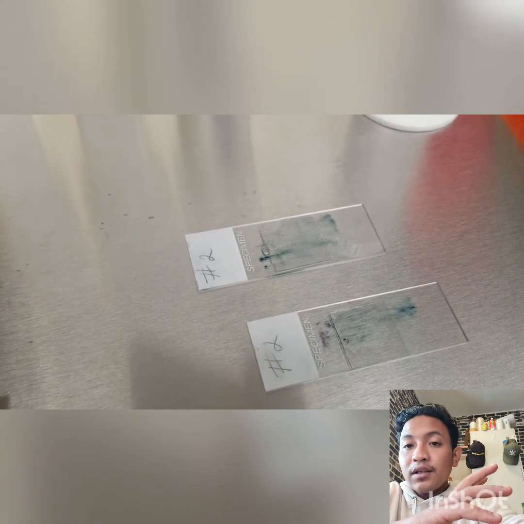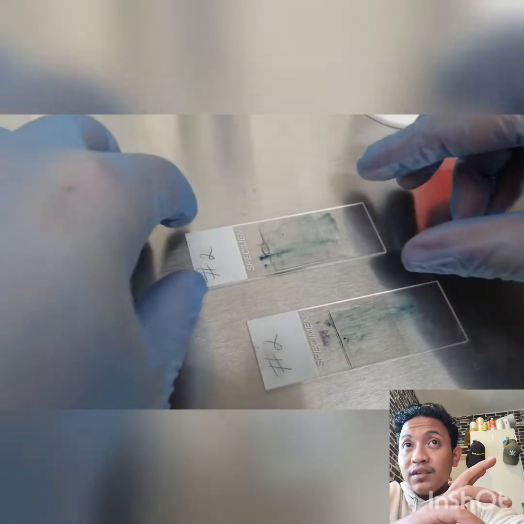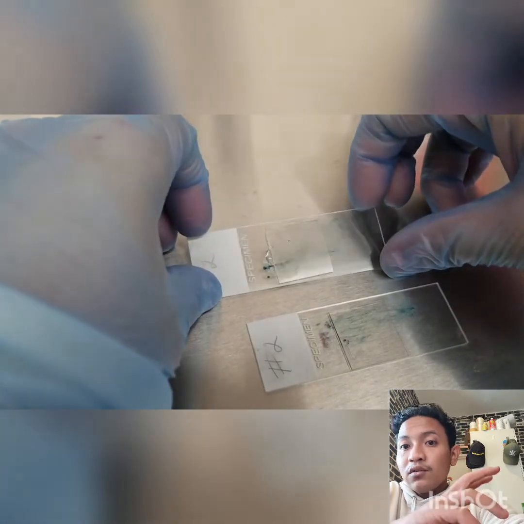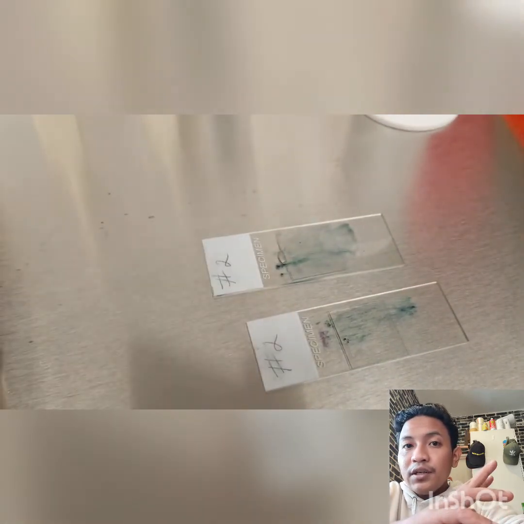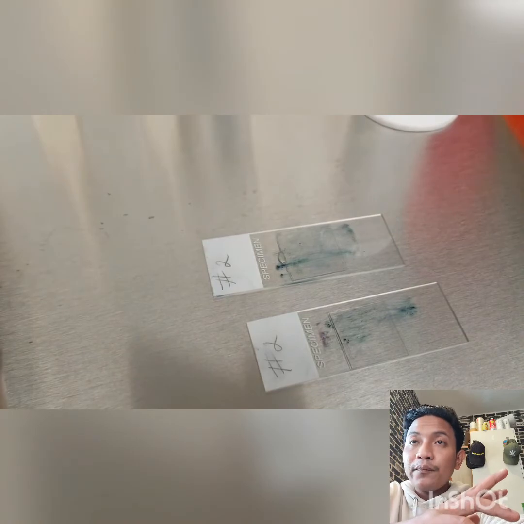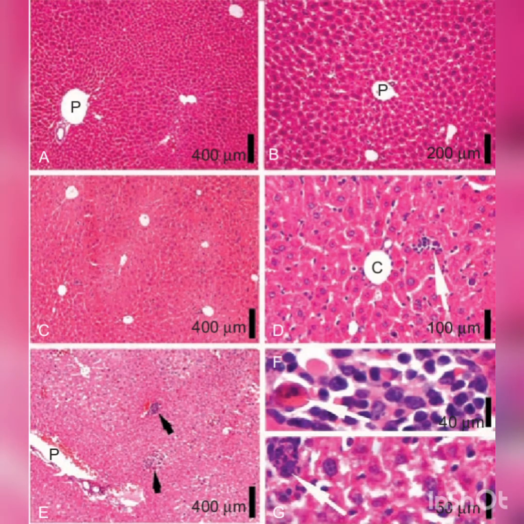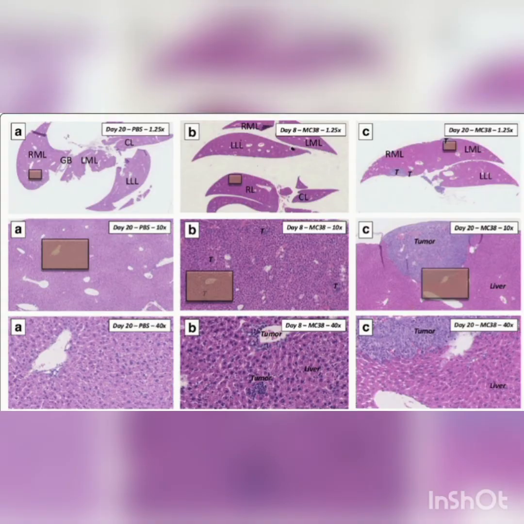So after the slide is ready, we can directly observe using the microscope. So we should prepare the microscope, and then also we prepare the lens that we use for the specific magnification, so that we can observe the tissue under the microscope. So this is the liver tissue of the mice under the microscope, and this one is mice liver under the microscope, labeled.